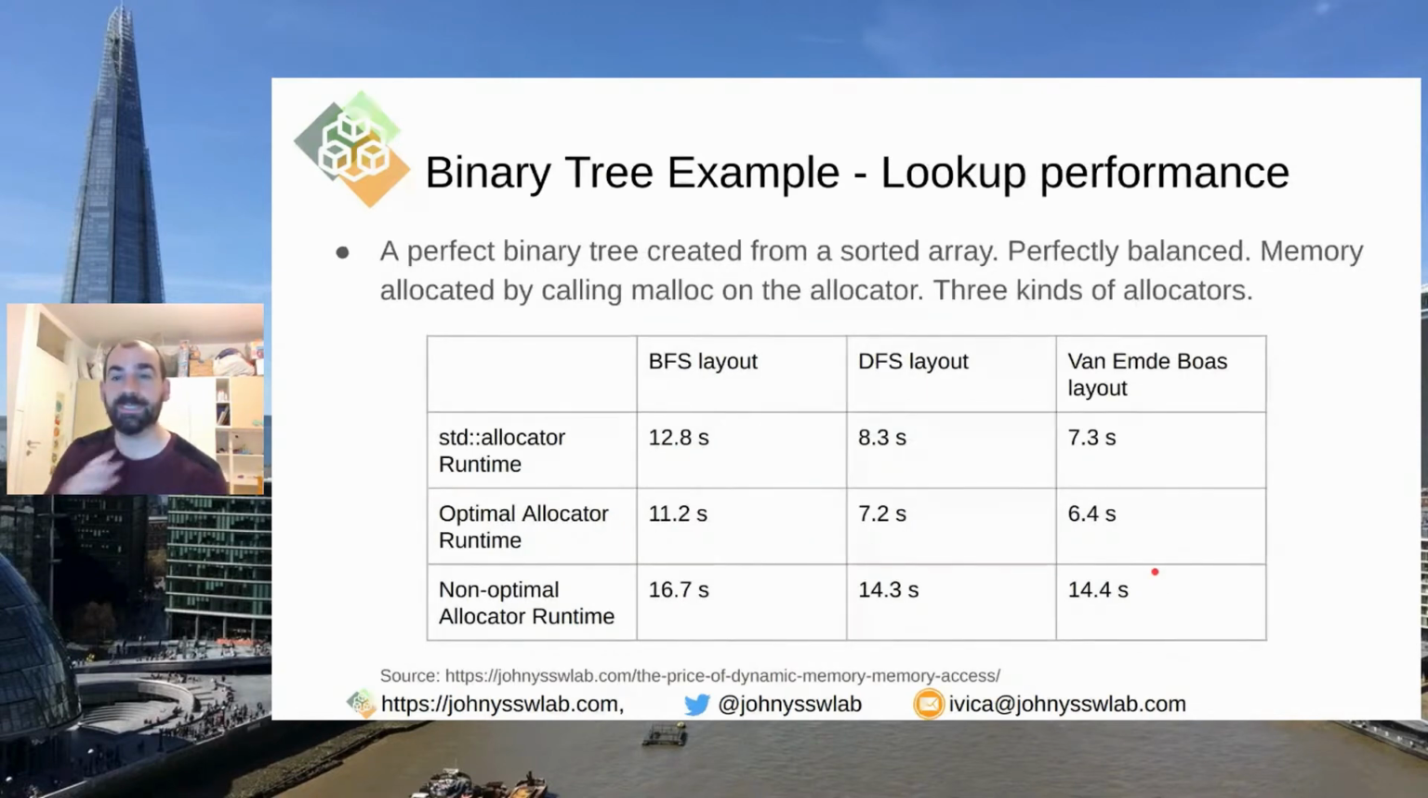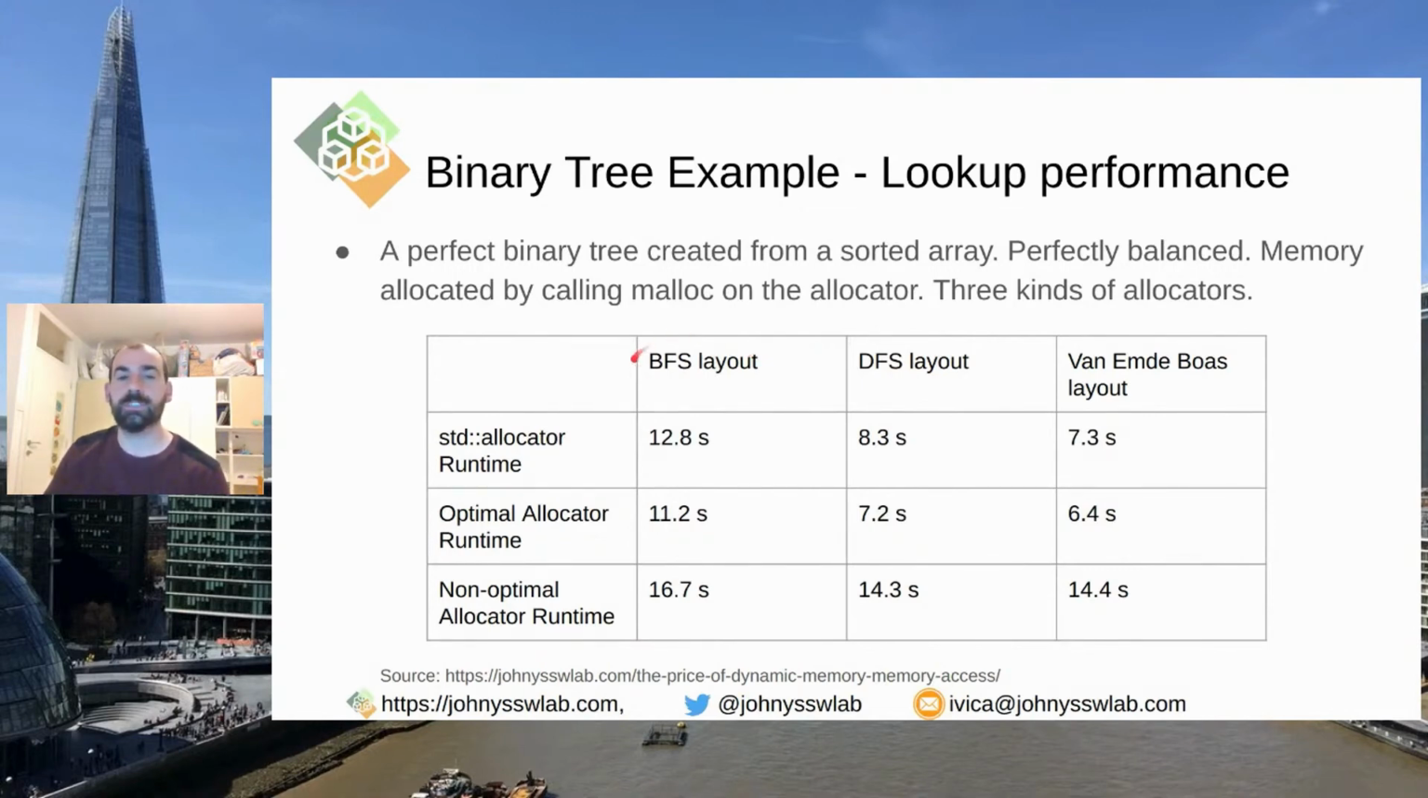So here's a look at performance. This is a perfect binary tree, perfect in the sense that it's perfectly balanced, and memory is allocated using malloc on the allocator. There are 3 kinds of allocators: a standard allocator, an optimal allocator, which returns neighboring memory chunks, so 2 calls of malloc return neighboring memory chunks, and a non-optimal allocator. I don't remember the size, but I think this is a really large binary tree, so it doesn't fit in the data caches. So you'll have a lot of cache misses here.